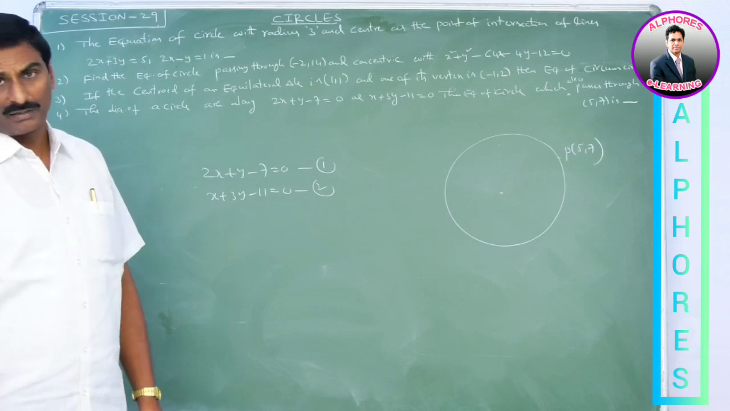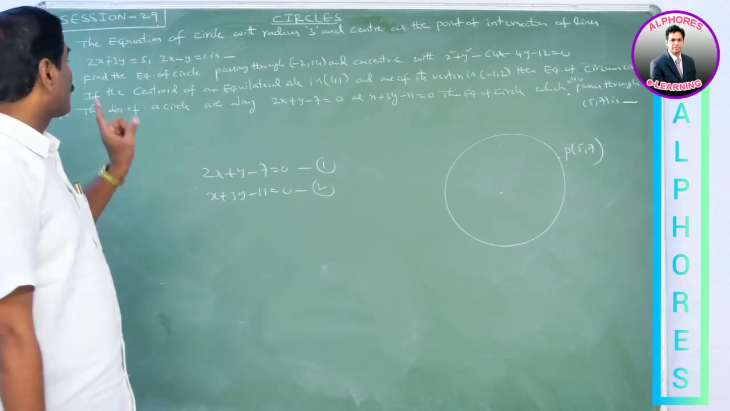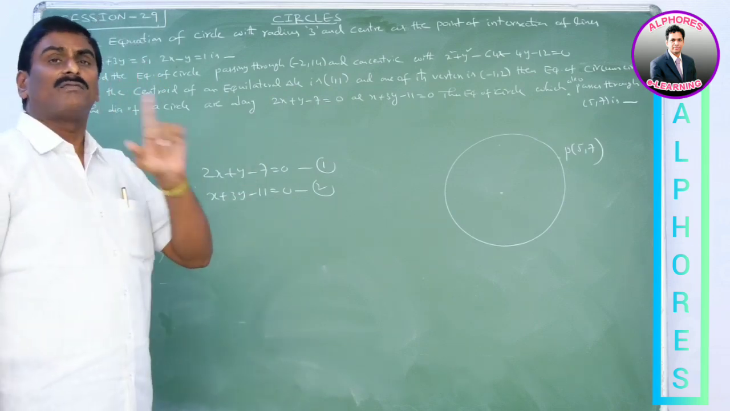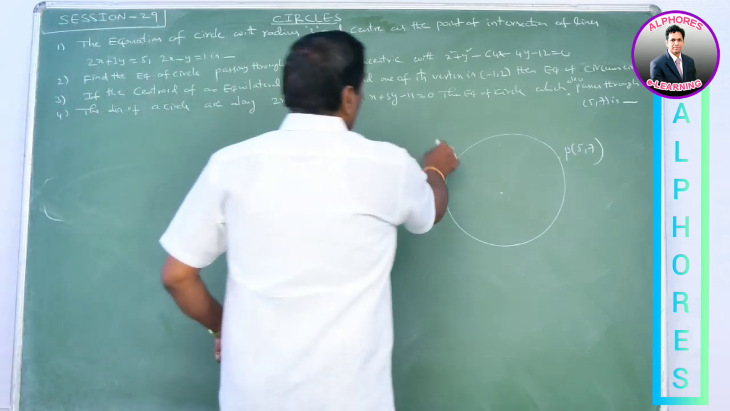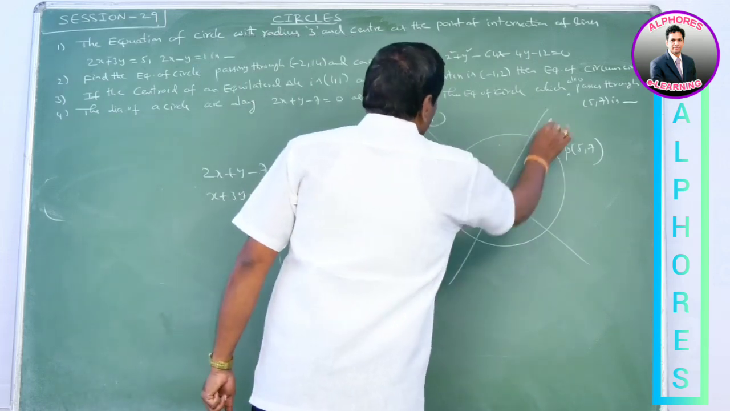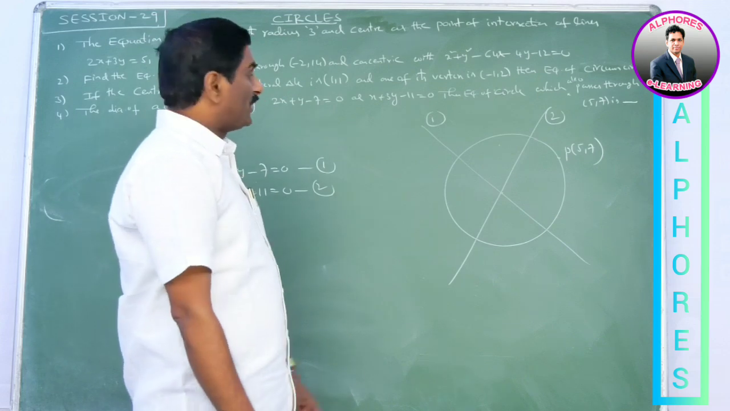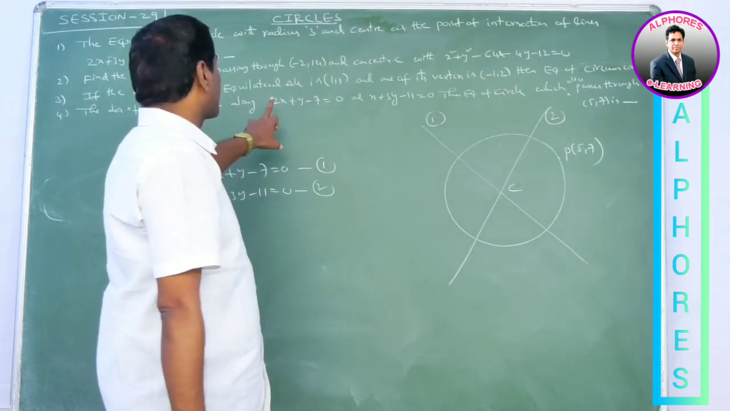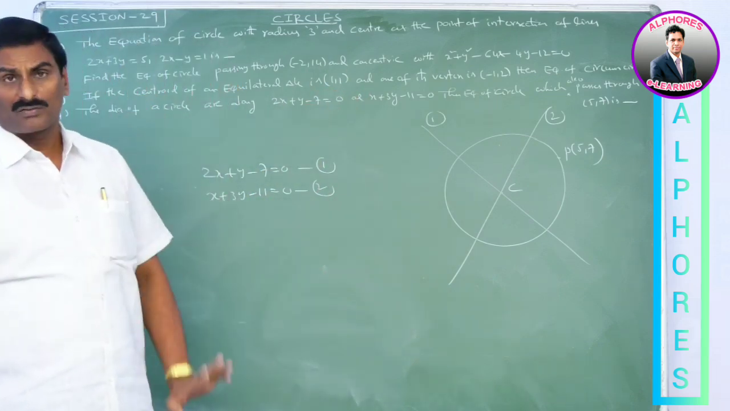Here the center is not given. But the diameters of the circle are along these lines. A diameter of a circle always passes through the center. Say one of the lines is this way, it is one of the diameters. Say another line is this one. These two lines must pass through the center of the circle. That means the point of intersection of these two lines is nothing but the center of the circle.